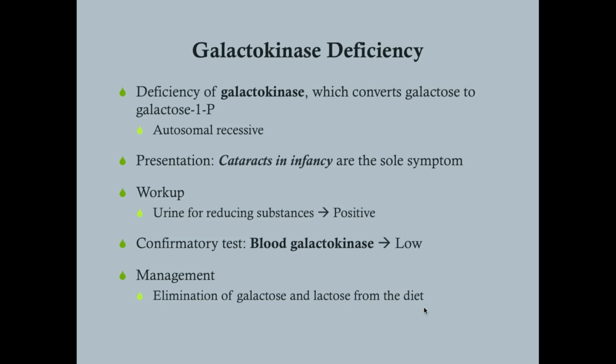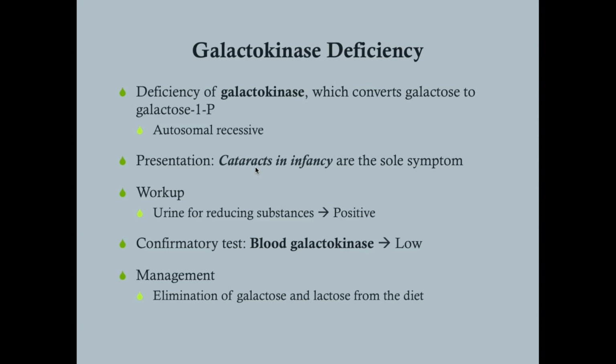And the management is to just eliminate galactose and lactose from the diet. So put them on a lactose-free or galactose-free formula. This tends to get better as they get older. I guess the reason behind that is that the galactokinase levels just go up as they get older, and so they can tolerate that galactose. But this is really a problem in infancy. If you don't eliminate the galactose from their diet, they'll continue to get these cataracts.